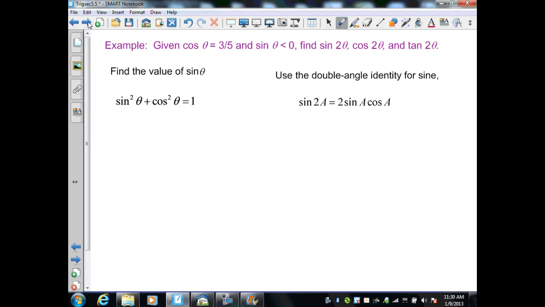I'm given cosine theta equals 3/5, and sine theta is less than 0. They want me to find sine 2 theta, cosine 2 theta, and tangent 2 theta. Let's begin by finding out where we're located in our quadrants. I have a cosine theta which is a positive 3/5, and a sine theta that is less than 0. That tells me I need to be in either quadrant 1 or quadrant 4 for cosine theta to be positive. But since sine is negative, that tells me I'm in quadrant 4.